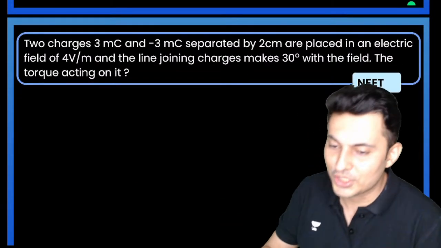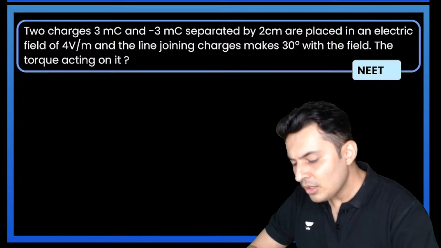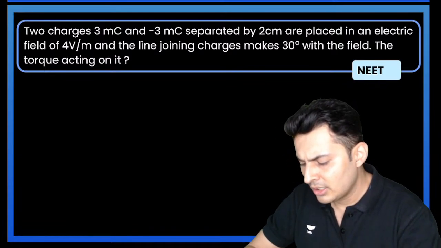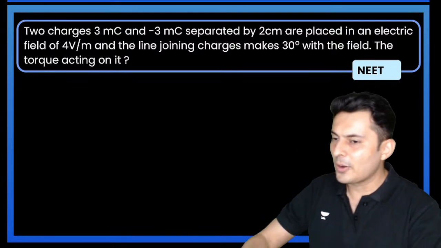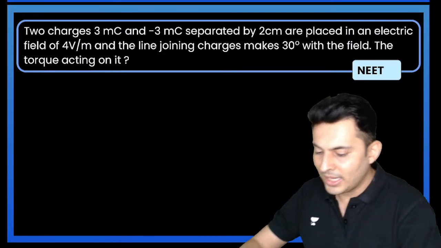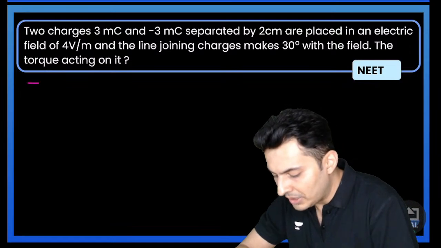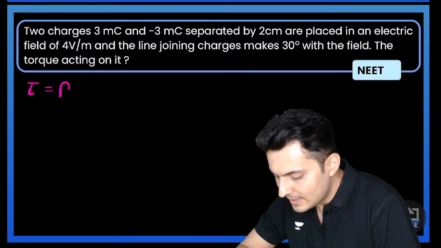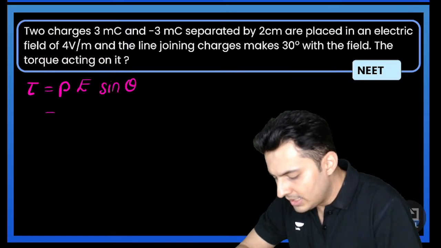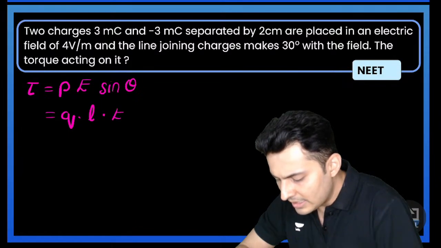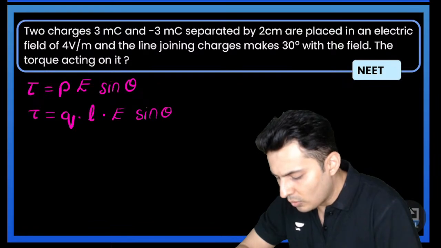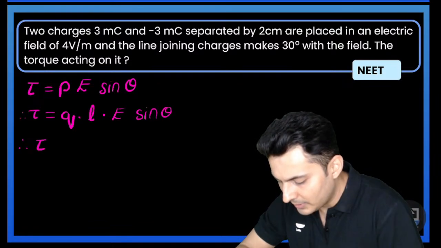Probably this is the last question. All right. Two charges, separation, field, line joining makes 30. Then the torque acting on it is, okay, let's use the torque formula. The torque formula is P E sine theta. But dipole moment is charge into the length of separation, so torque is q into d into E into sine theta. I think now we should just substitute it.